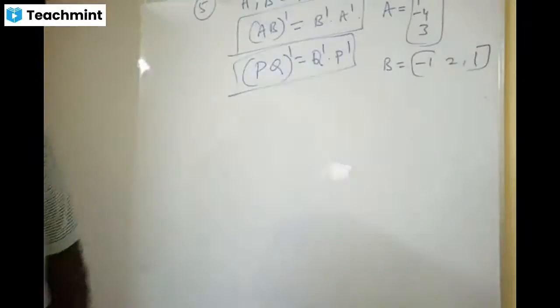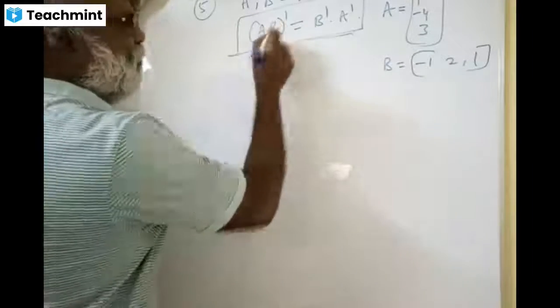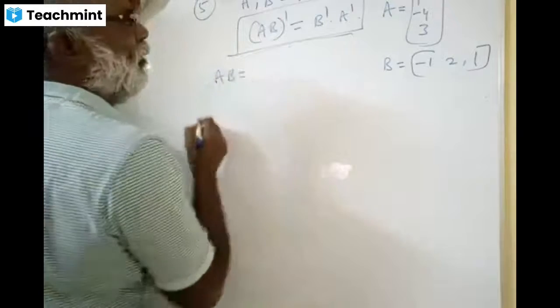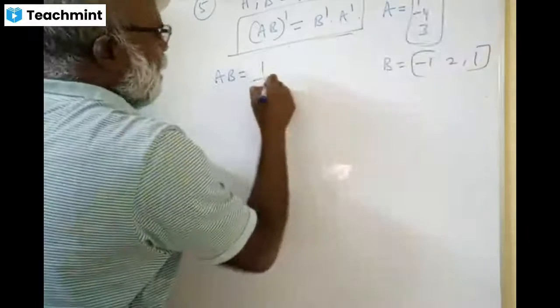Okay, right, friends. So your LHS is AB dash. Therefore, first you find out AB, using multiplication.